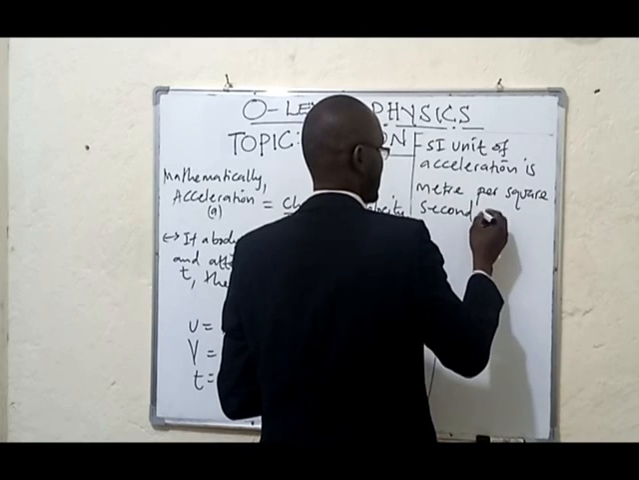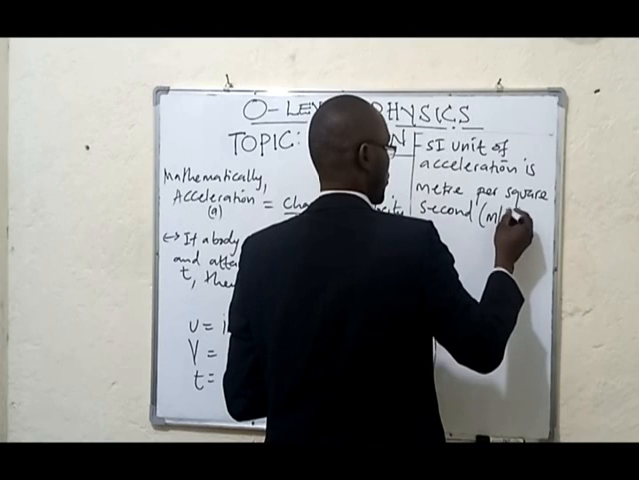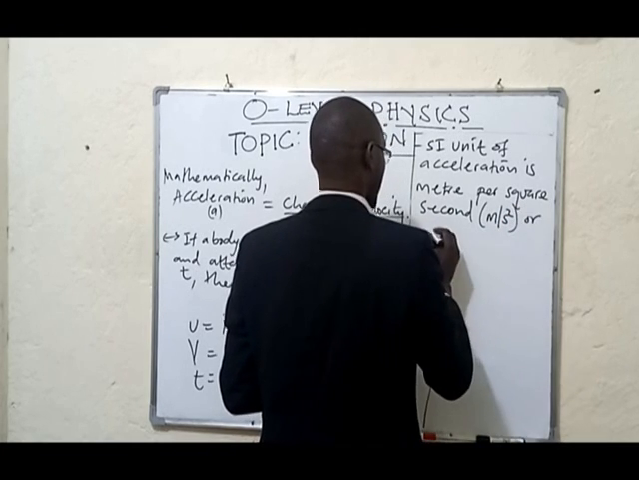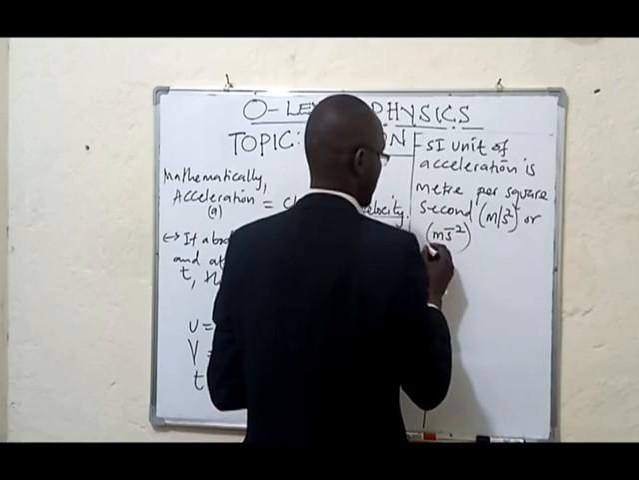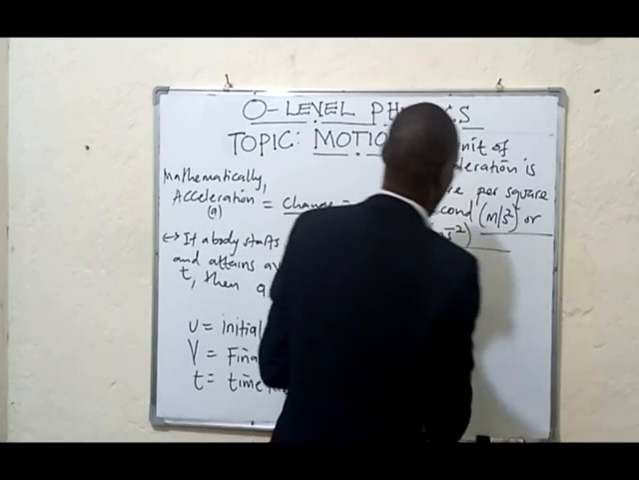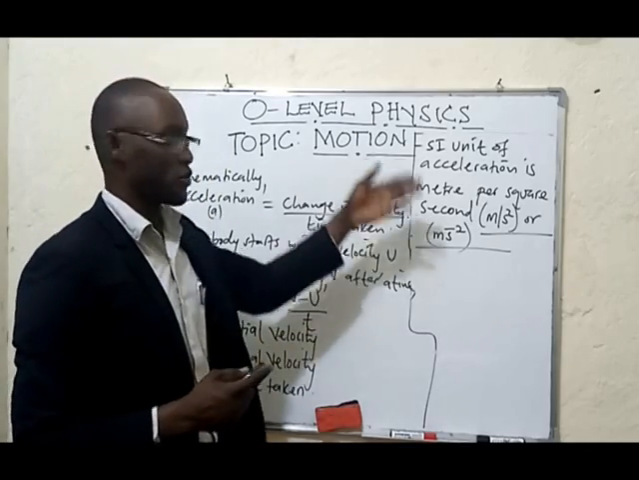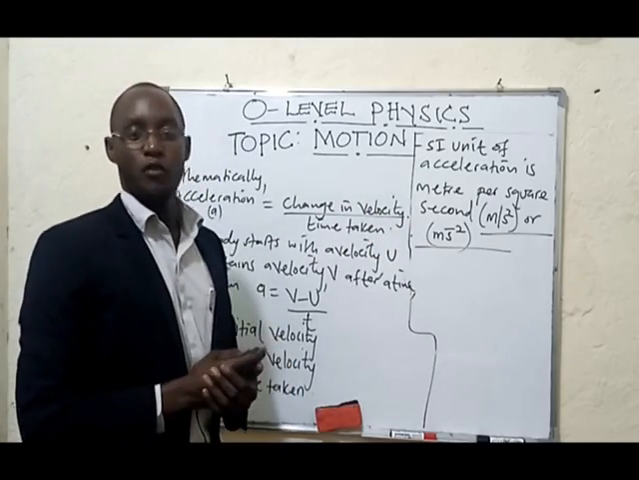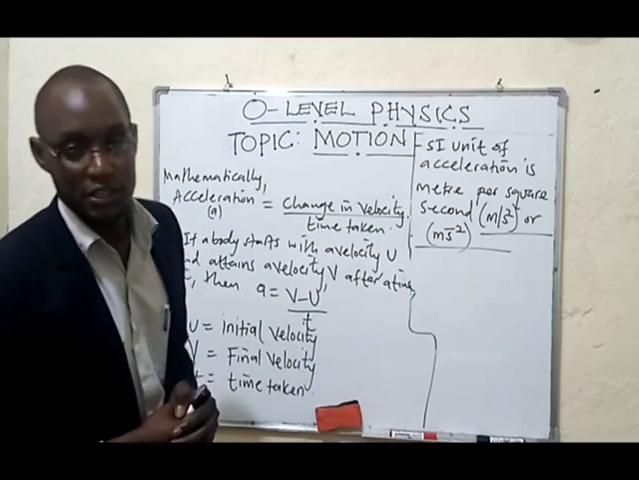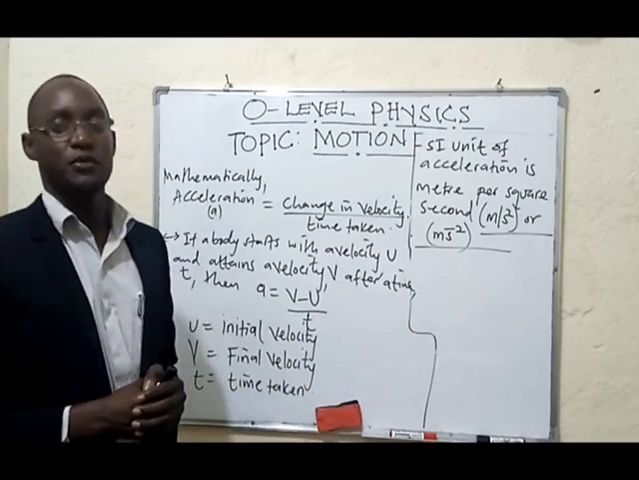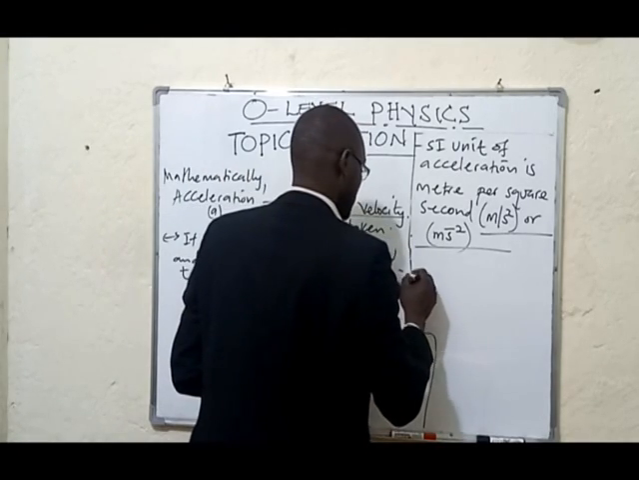So how do we write that? Meters per square second, or meters per second squared in terms of an index. So how do we come to this? By laws of indices, just like the way we proved the units of velocity. So this is acceleration, my dear viewers.